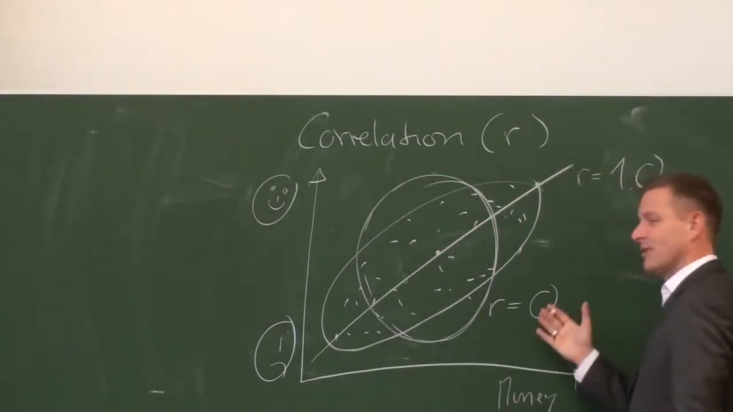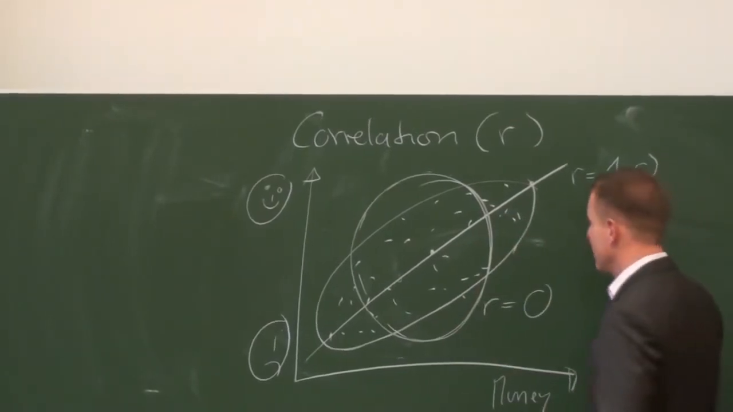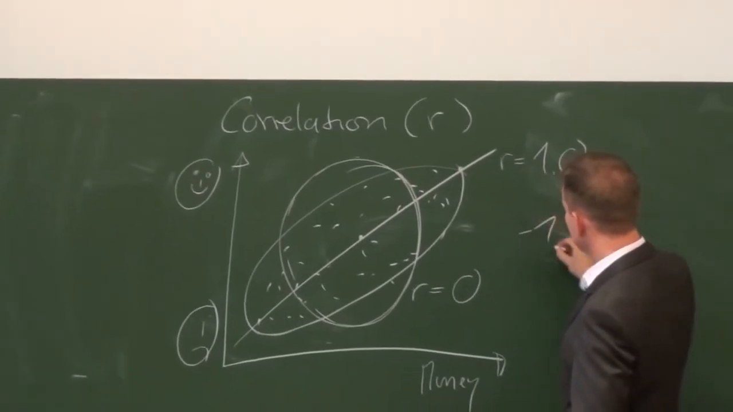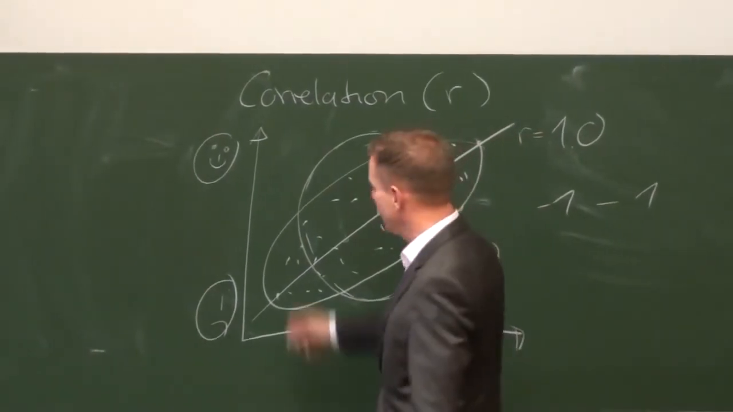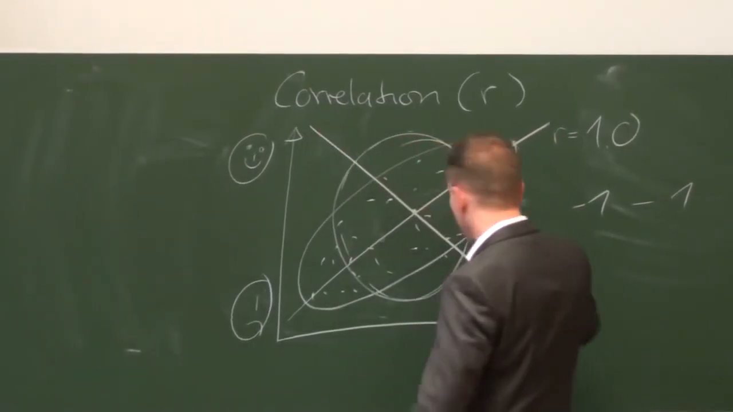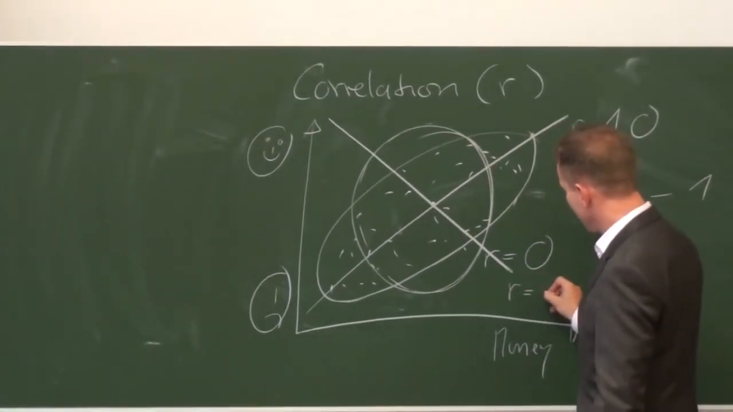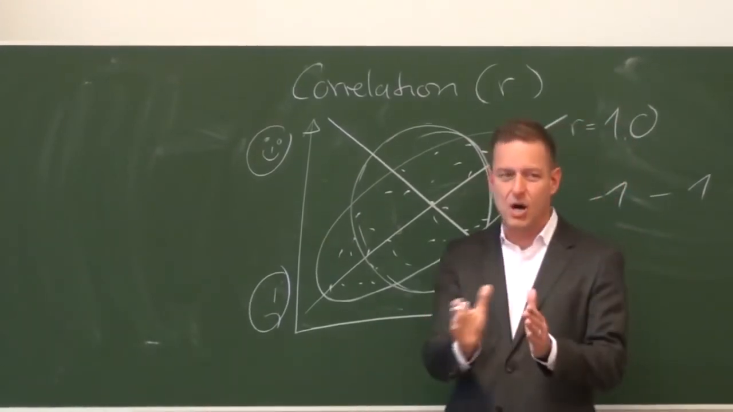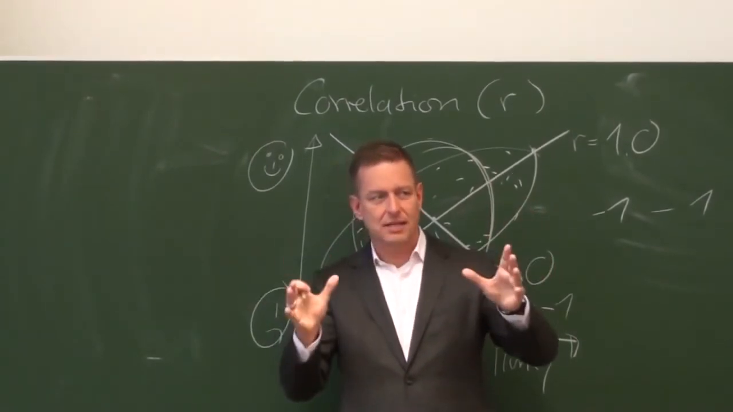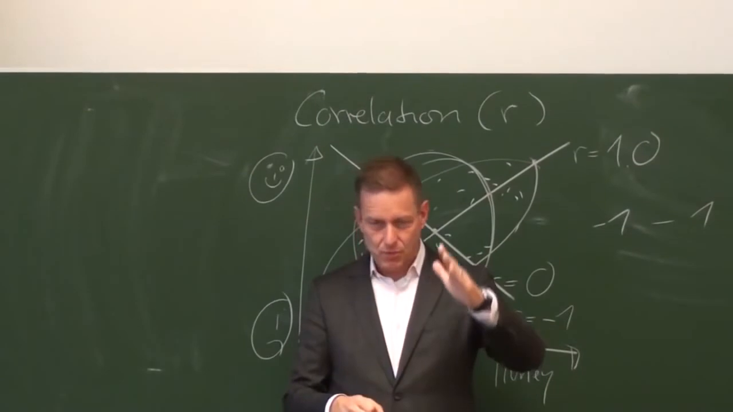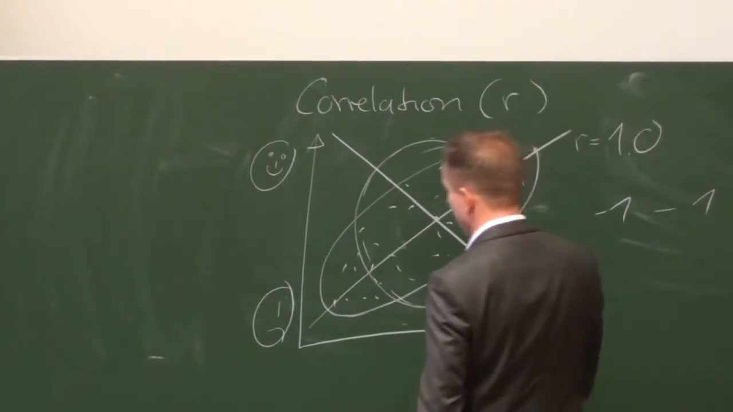More often you get a correlation of zero, but in most cases it's somewhere in between, or to be more correct, it would be between minus one and plus one. If you would find a perfect negative relationship, we would have a correlation of minus one. So correlation is always between minus one and plus one, telling us how strong the linear relation between two variables concretely is. Okay, that's correlation.